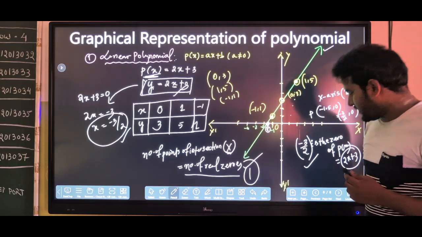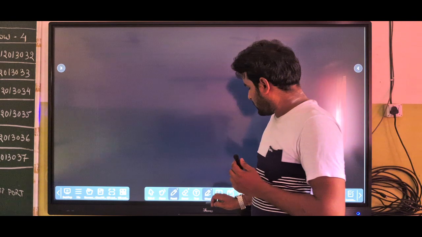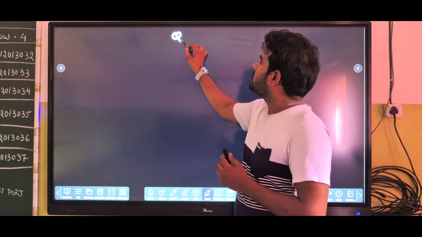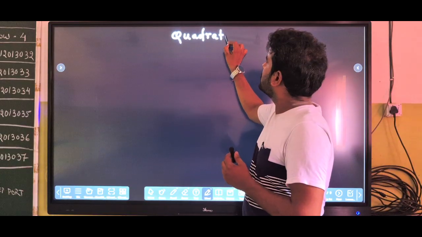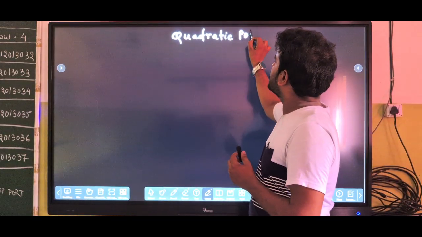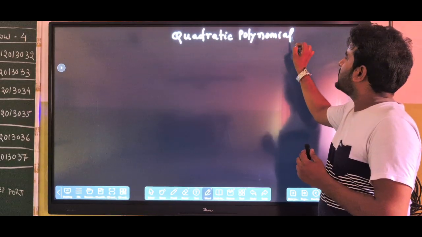Okay, let us go to the next part, which is more complicated, that is quadratic. We will put the heading: graph of quadratic polynomial.